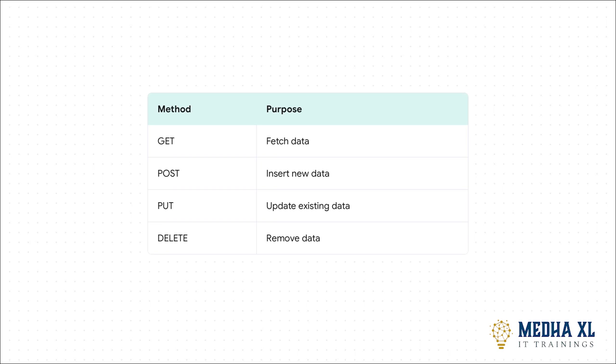With a POST request, you're placing a brand new order. You're adding new data to the system. Now, if you need to change that order, say from fries to a salad, that's a PUT request. You're updating something that's already there. And finally, DELETE is, well, it's exactly what it sounds like. You're telling the waiter to cancel the order and take it off the bill.